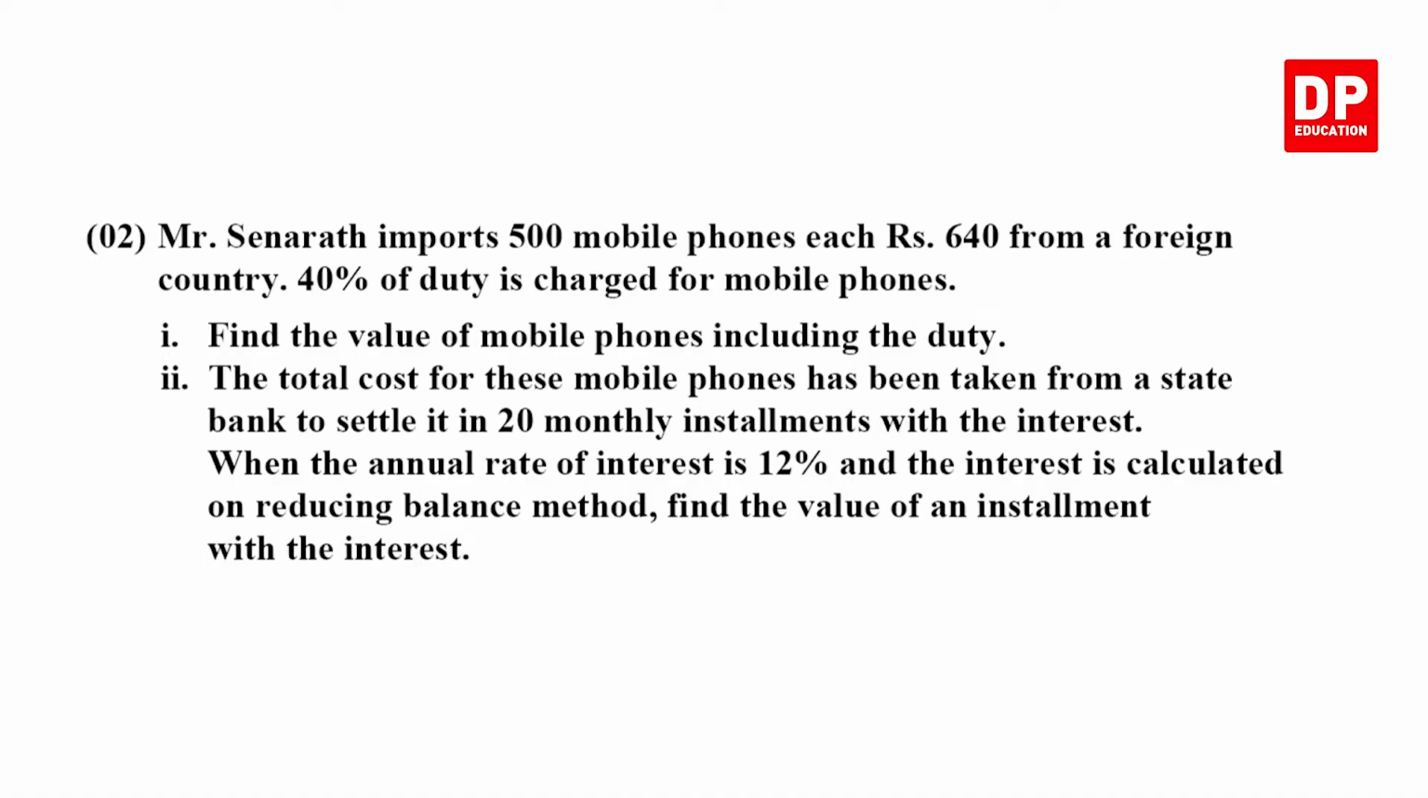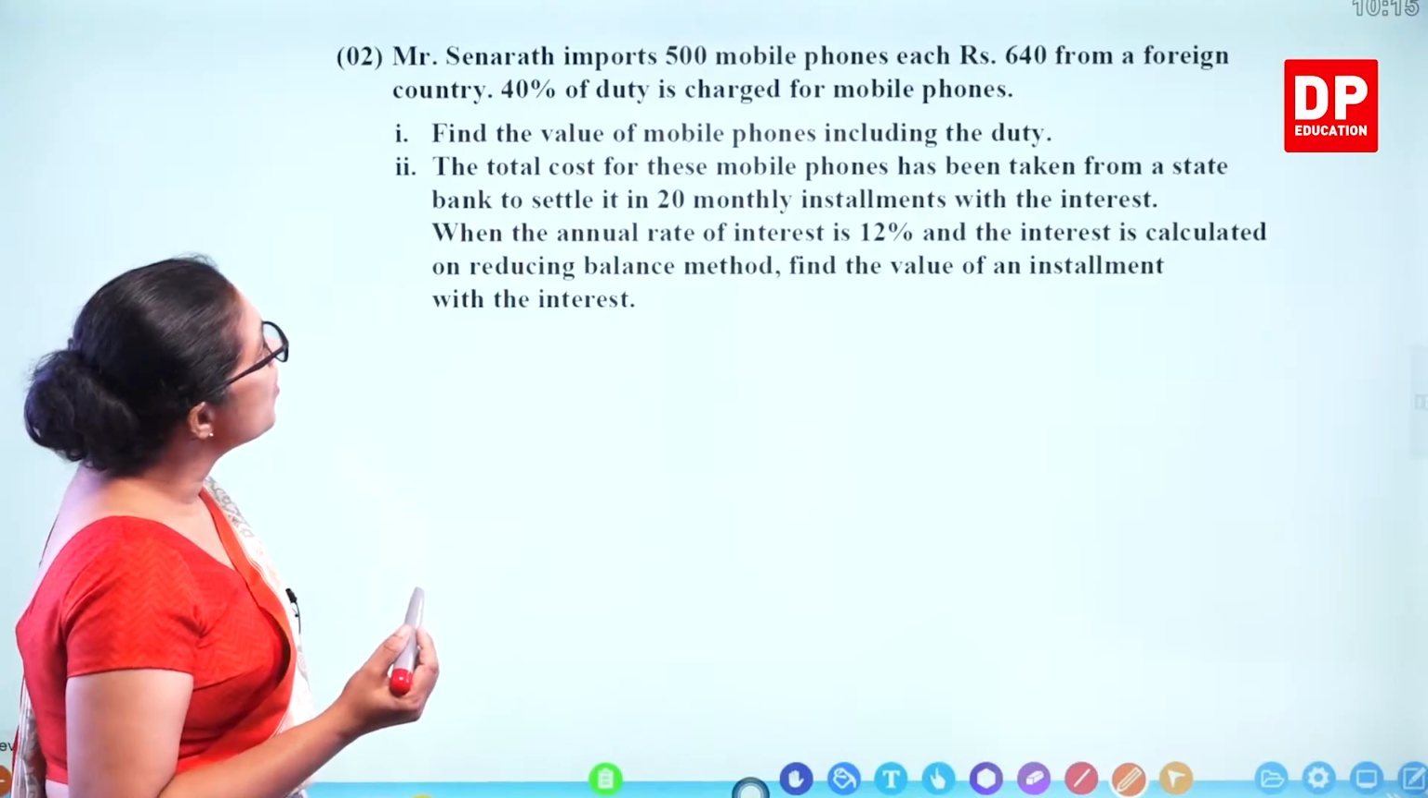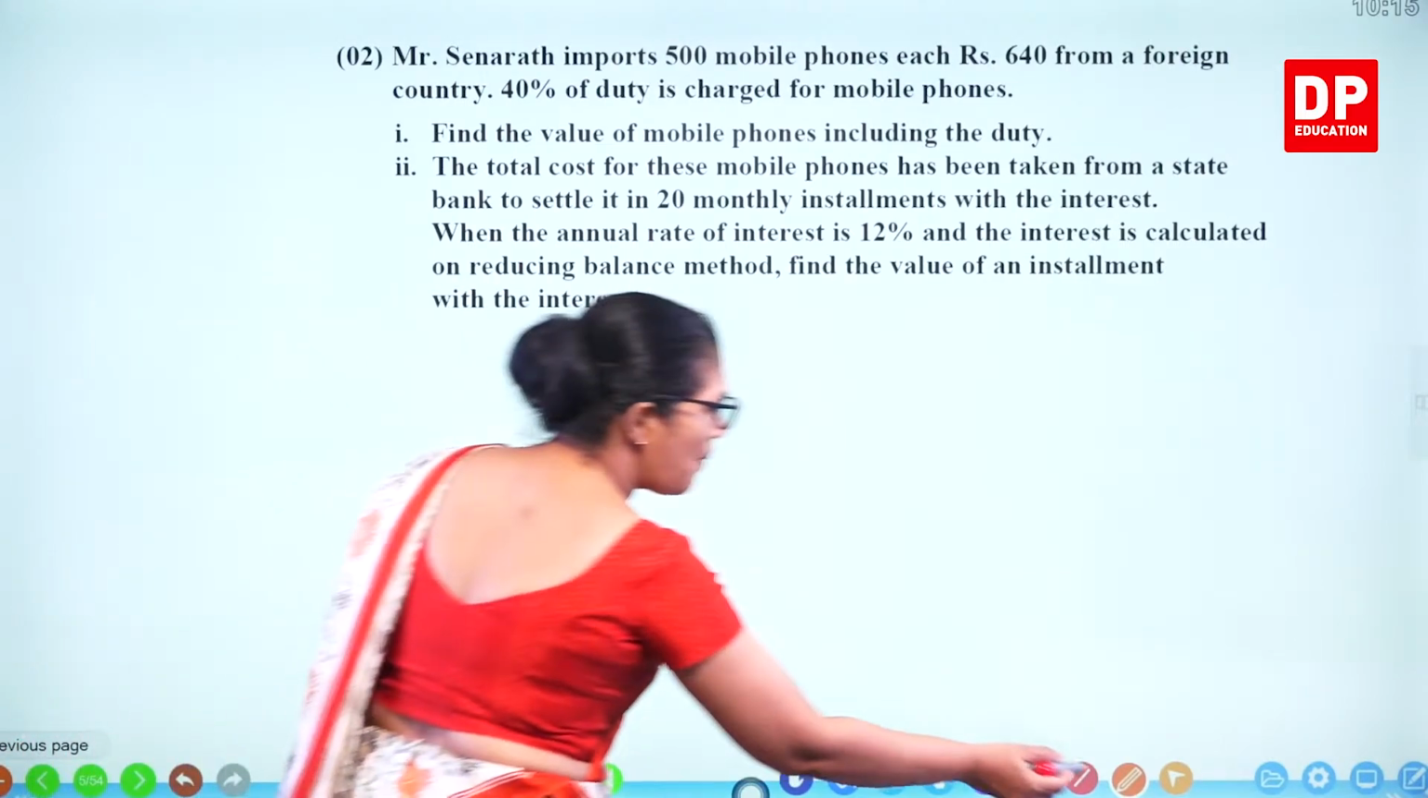Now we'll look at question number 2. Mr. Senarath imports 500 mobile phones, each 640 rupees, from a foreign country. 40% duty is charged for mobile phones. Find the value of mobile phones including the duty. The total cost for these mobile phones has been taken from a state bank to settle it in 20 monthly installments with the interest. When the annual rate of interest is 12% and the interest is calculated on the reducing balance method, find the value of the installment with the interest. So do this question. We'll do it step by step.